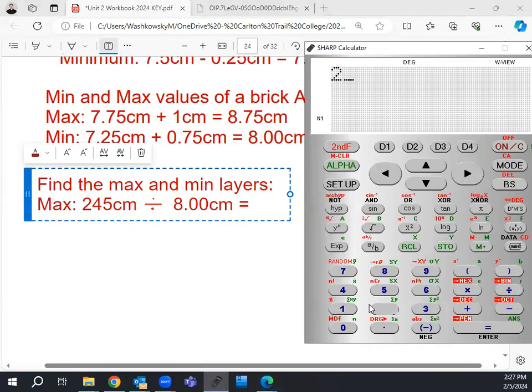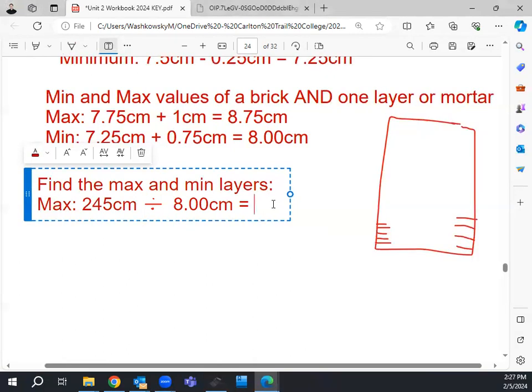It's going to give me a correct answer here. So it's going to give me 245 divided by 8, 30.65 layers. You can't have half of a layer, right? But I can't go over that 245. That's outside my tolerance. So the answer is 30 layers. That's the most amount of layers I have, if I build the tallest wall I'm allowed to with the smallest stacks.